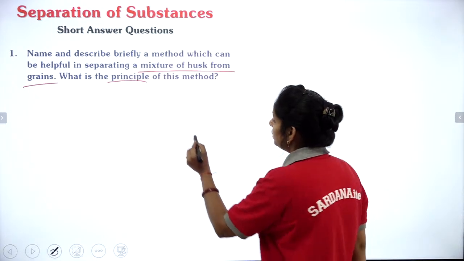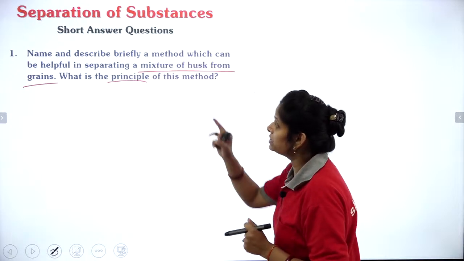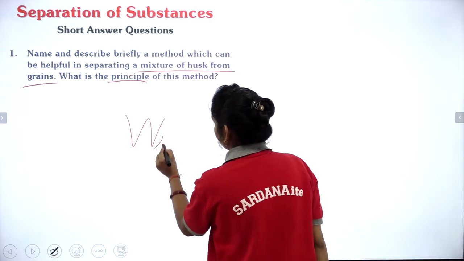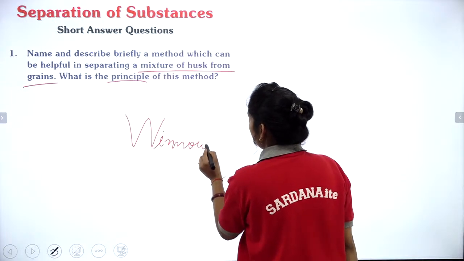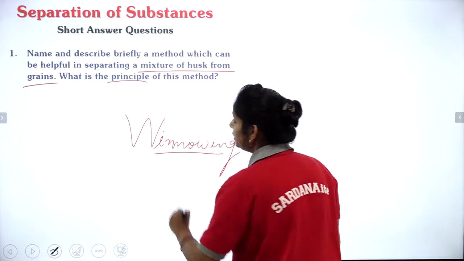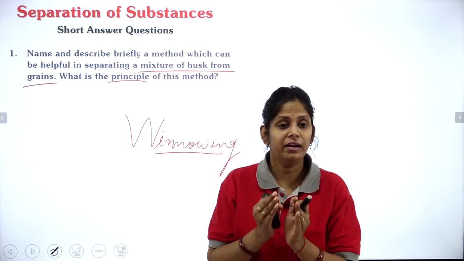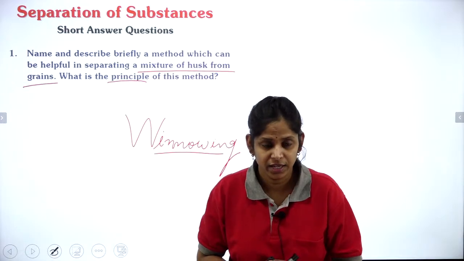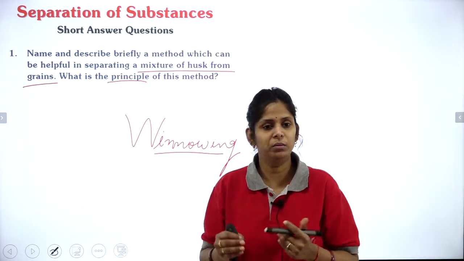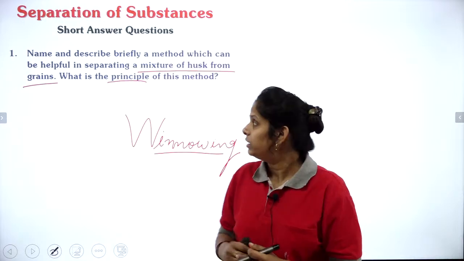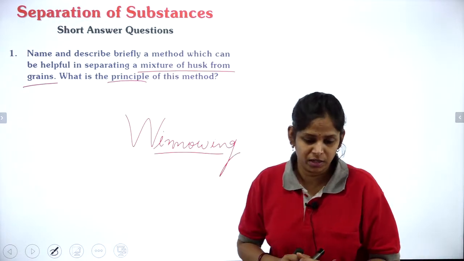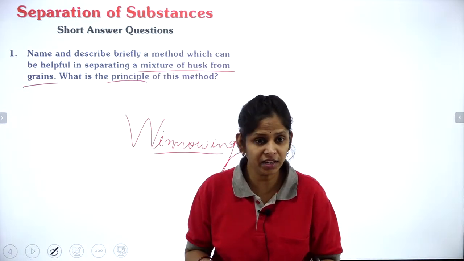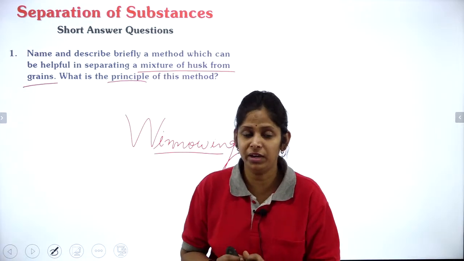A method which can be helpful in separating a mixture of husk from grains is winnowing. What is this? It is the winnowing method. The winnowing method is used to separate lighter husk from heavier seeds of grains, and it is done by wind or by blowing air. Clear? And it is asking about the principle. This method is based on the fact that husk is lighter and grains are comparatively heavy.